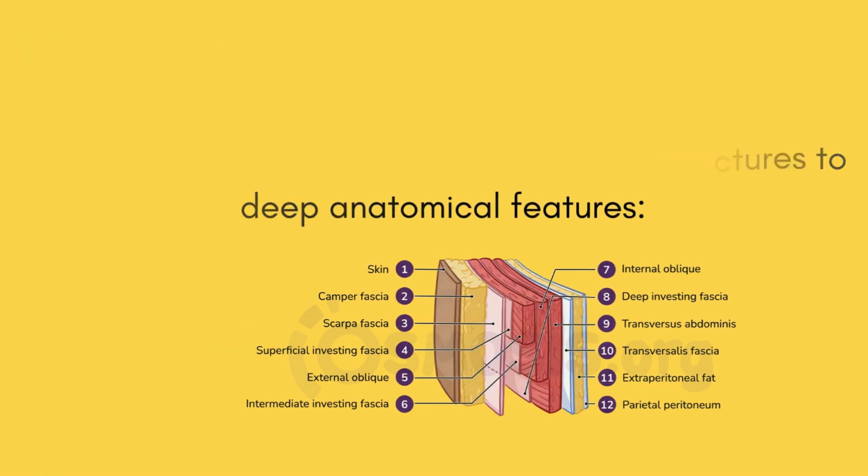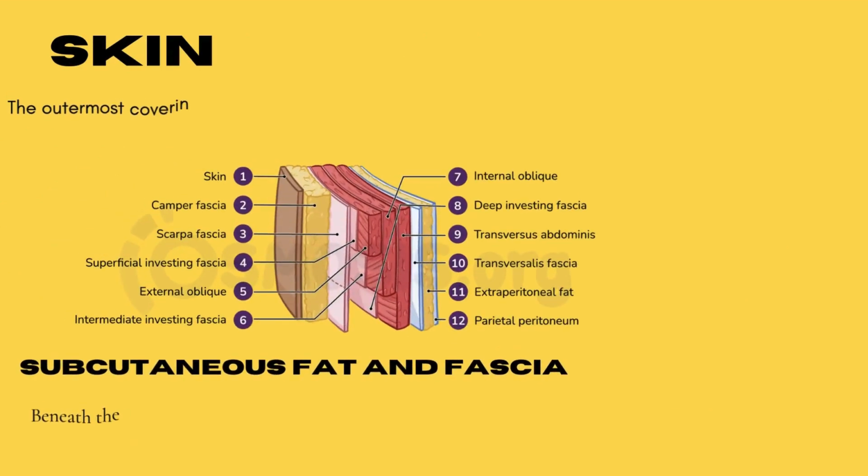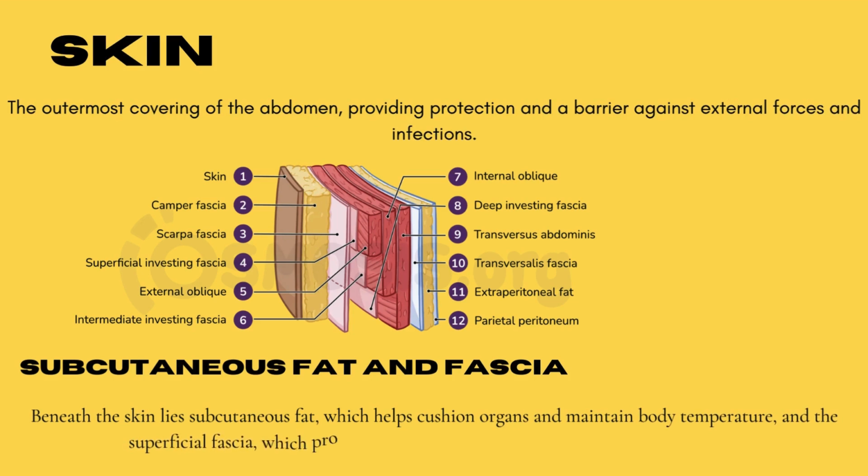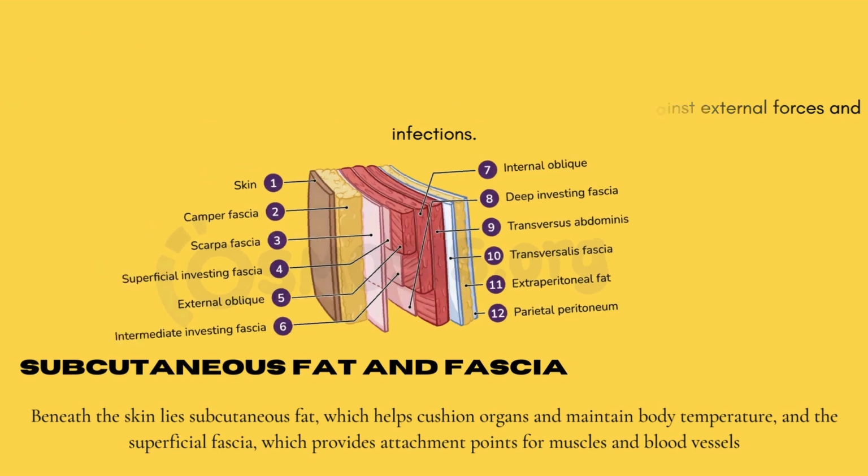Skin. The outermost covering of the abdomen, providing protection and a barrier against external forces and infections. Subcutaneous fat and fascia. Beneath the skin lies subcutaneous fat, which helps cushion organs and maintain body temperature, and the superficial fascia, which provides attachment points for muscles and blood vessels.